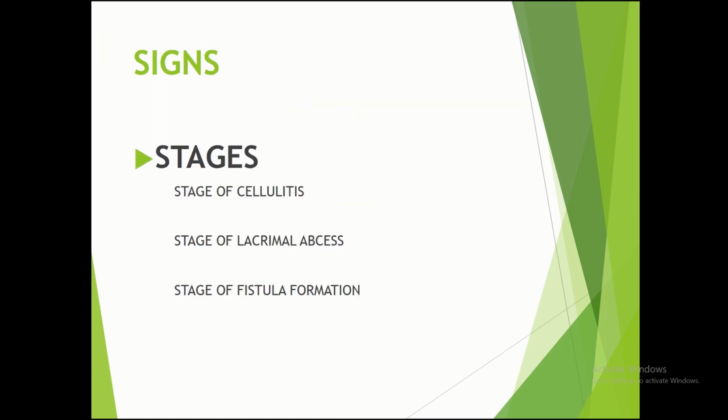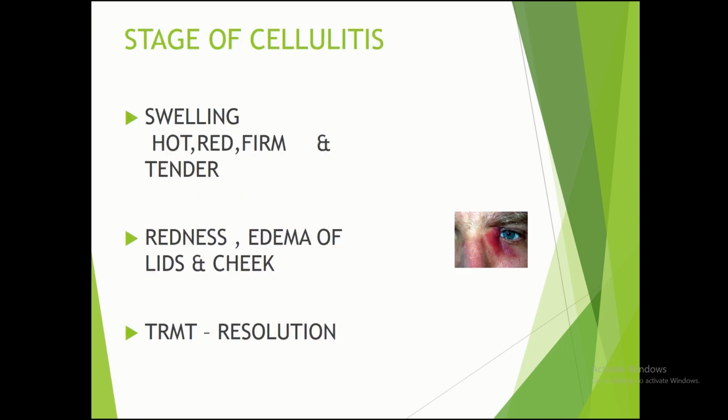What are the stages? You have a stage of cellulitis, a stage of lacrimal abscess, and a stage of fistula formation. So what happens in the stage of cellulitis? In the stage of cellulitis, a hot, red, firm and tender swelling will be there, associated with redness and edema of the lids as well as the cheek, and treatment of the lesion will lead to resolution of the symptoms and relief.